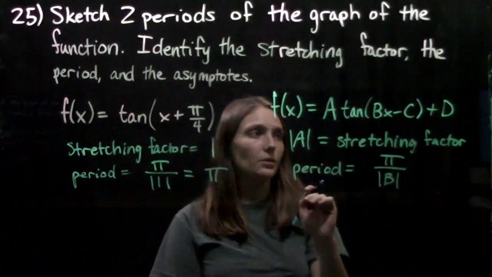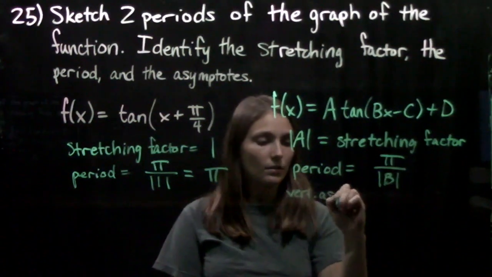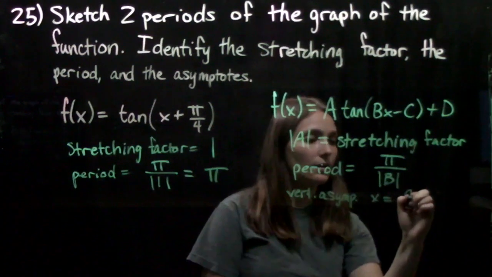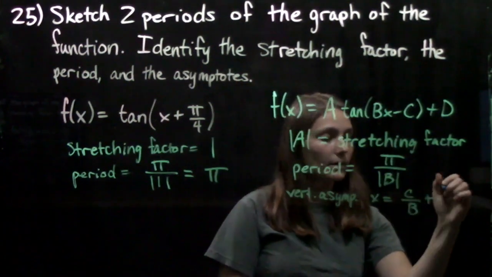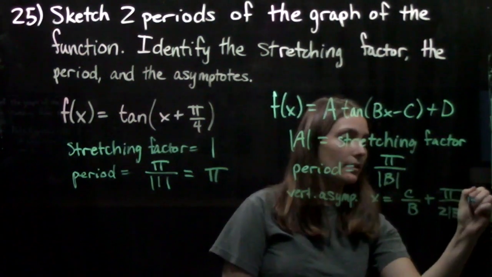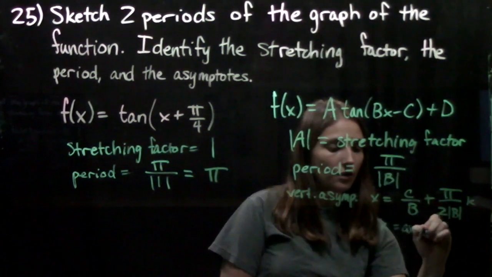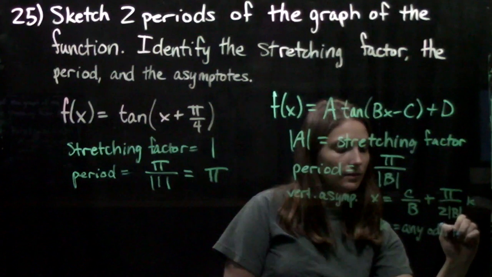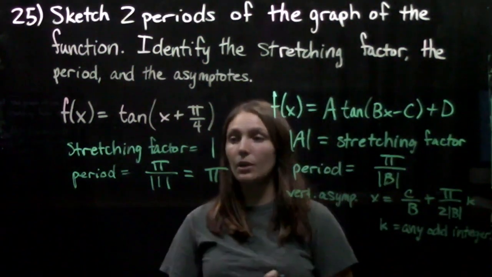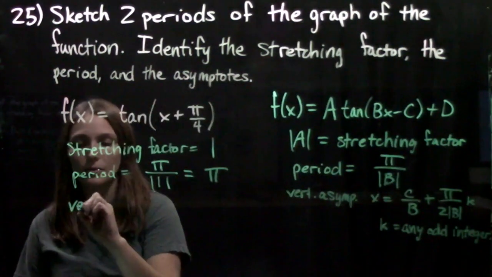Also on page 526, you'll see that we get vertical asymptotes wherever we have x equals c divided by b plus pi over 2 times the absolute value of b times k, where k is going to be any odd integer. Okay, so we've got our period and our stretching factor. Now we're going to look for vertical asymptotes. So we'll find a couple of these.